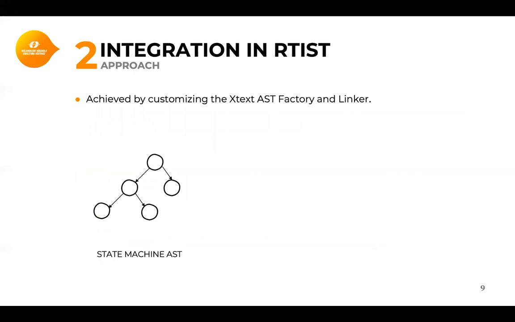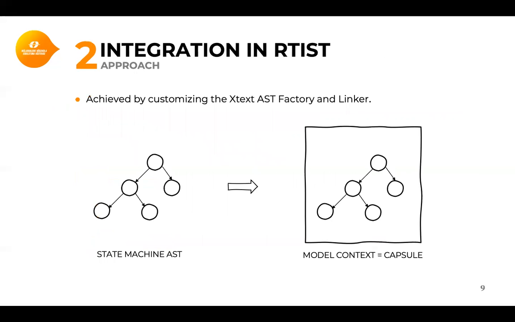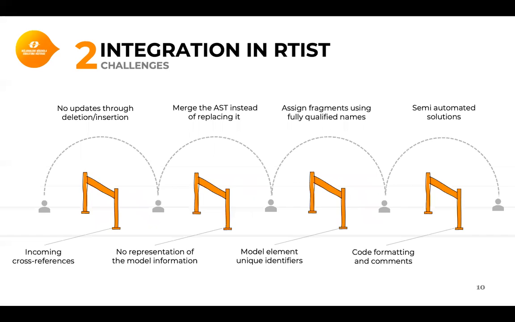The next step is to integrate this grammar in Rtist. That is achieved by customizing the Xtext AST factory and linker. Now, the Xtext parser creates the state machine abstract syntax tree, and that needs to be inserted into the proper model context, which in our case is the capsule to which it belongs. When this is achieved, then Rtist will treat the state machine that is modeled using the textual notation the same way as it does for the one that is modeled using the graphical notation, because the model representation is identical.